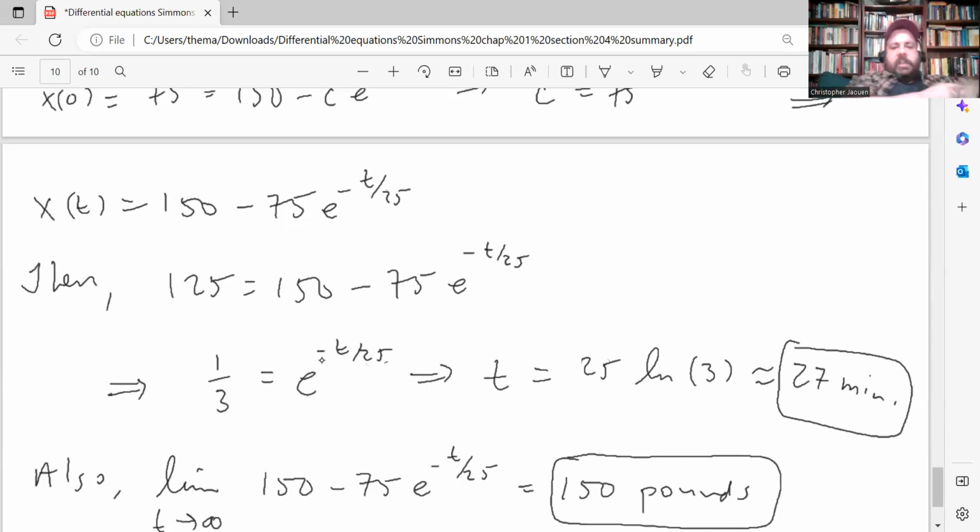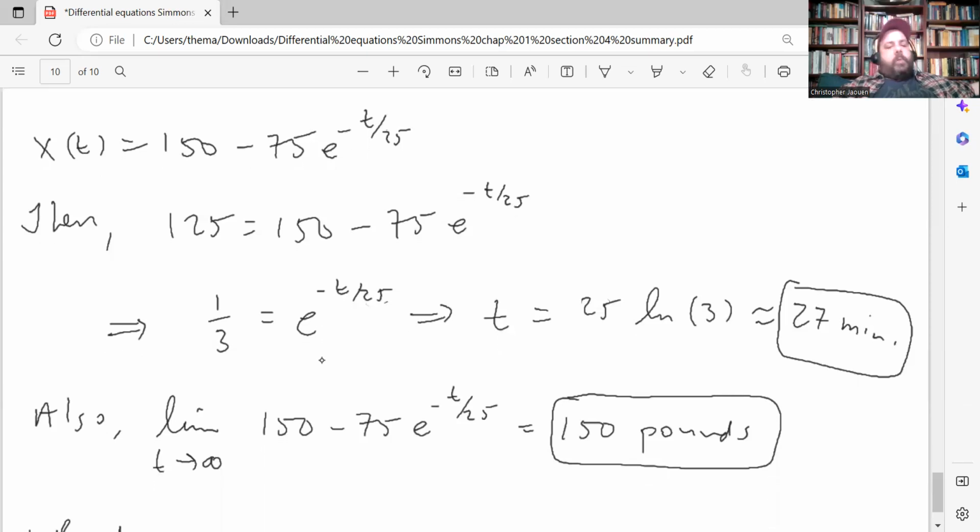Solve that for t, and you get t is equal to 25 natural log of 3, and then just plugging into a calculator to get an approximation. It's approximately 27 minutes. I rounded to the nearest minute, so it's something like 27 point something minutes. I forget what the decimal was.